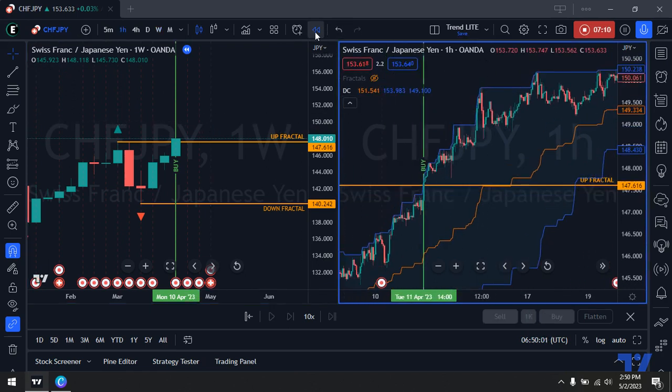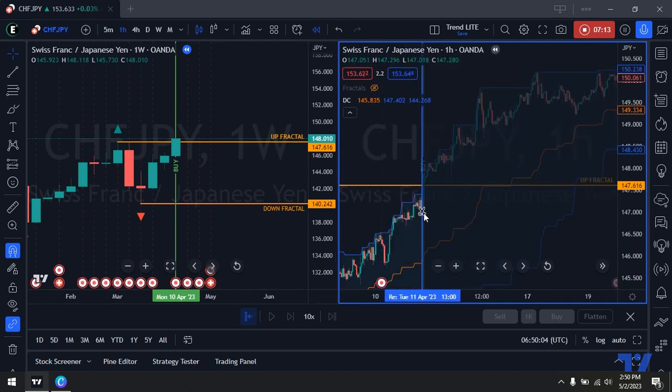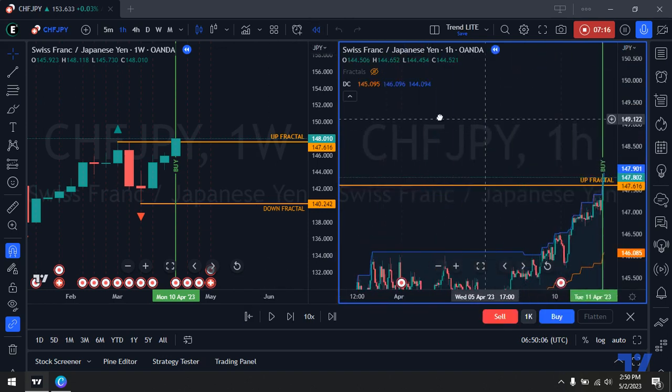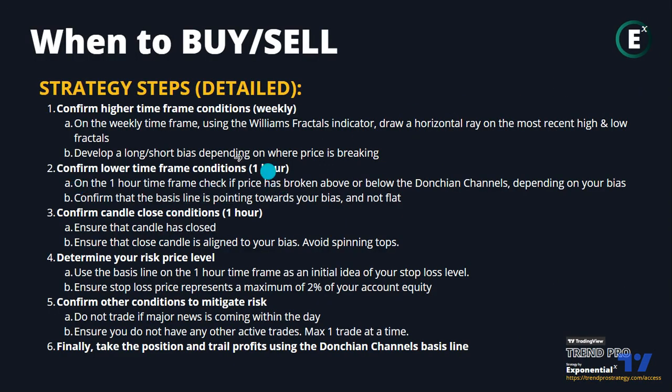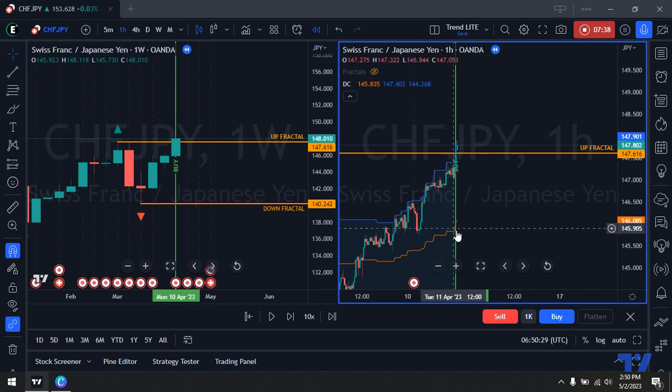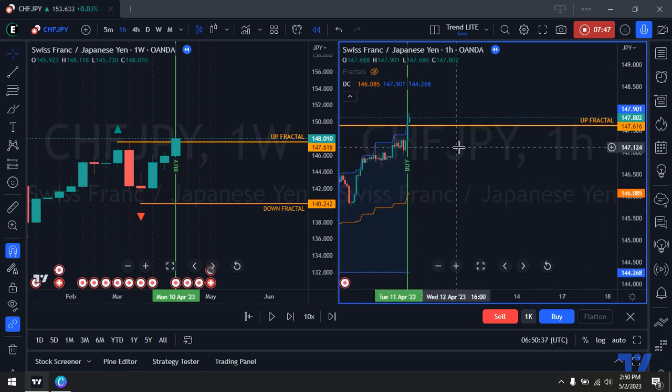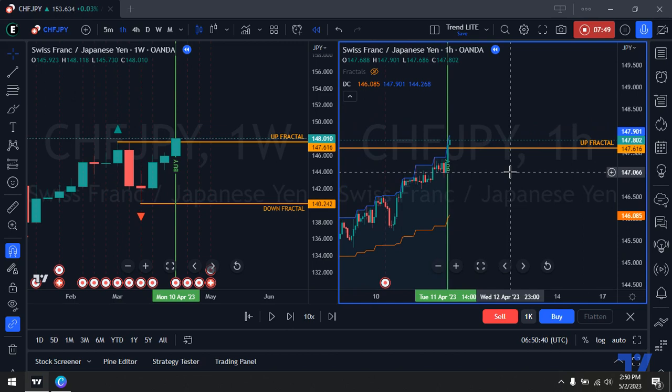So if we do a replay here as well, it's probably at this point. Okay, let me just quickly hop back to the PDF. So now we go to the 1 hour chart. We check if price has broken above the Donchian channels, which it has, and that depends on our bias, which is bullish. Now we confirm that the basis line is pointing towards our bias and that it's not flat. So we look here, this orange line is the basis line and it's pointing up, right? You see that? This orange line is pointing up, which is a good indicator to buy, okay?